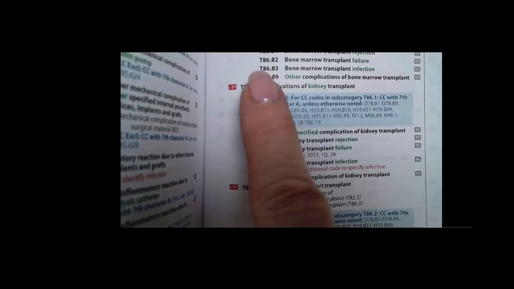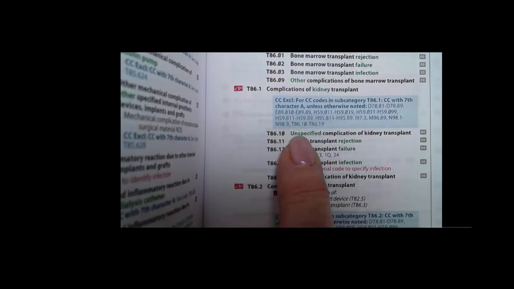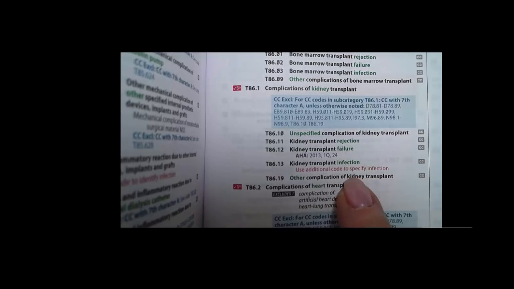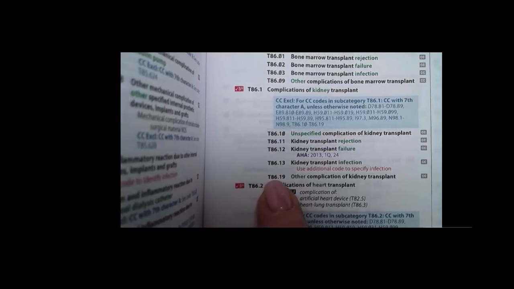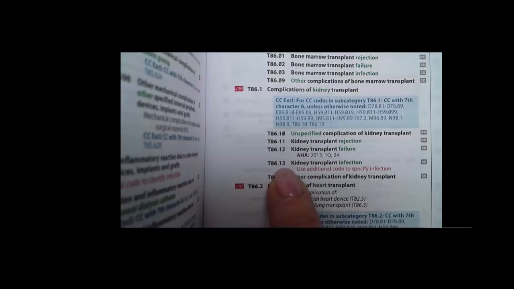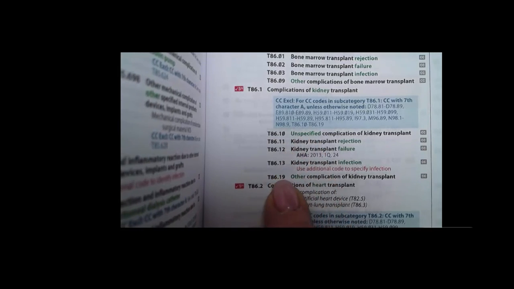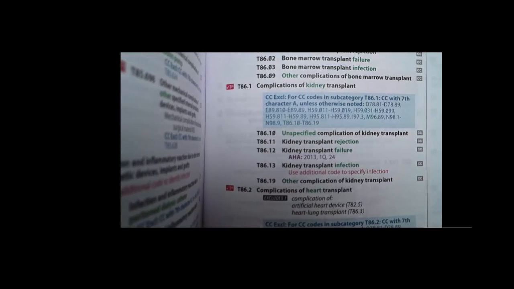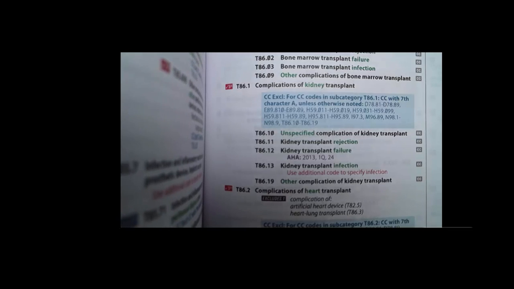And here we are, T86.1, complications of kidney transplant, unspecified, rejection, failure, infection, other complication. I'm going to say it's this one, the cancer. Because it's not unspecified, we know it's a cancer. So we would use T86.19 as our code for the malignancy of a transplanted kidney.